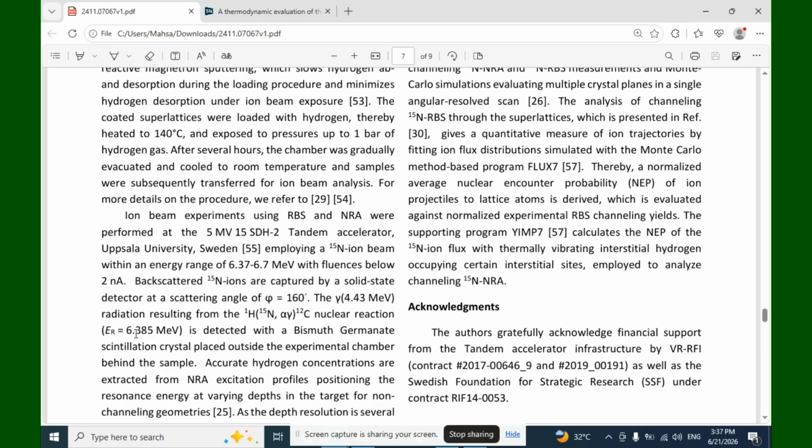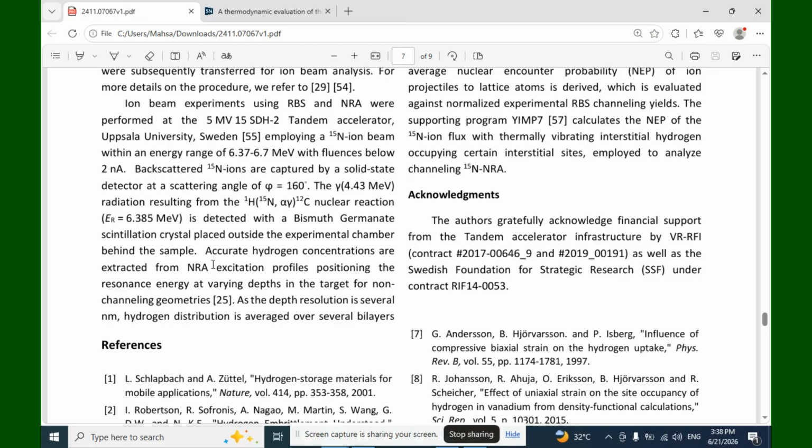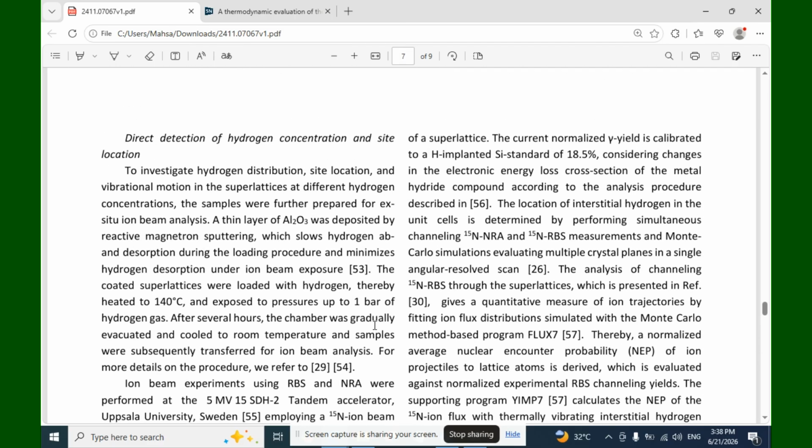at an energy of 6.385 megaelectron volts is detected with a bismuth germanate scintillation crystal placed outside the experimental chamber behind the sample. Accurate hydrogen concentrations are extracted from NRA excitation profiles, positioning the resonance energy at varying depths in the target for non-channeling geometries. As the depth resolution is several nanometers, the hydrogen distribution is averaged over several bilayers of the superlattice.